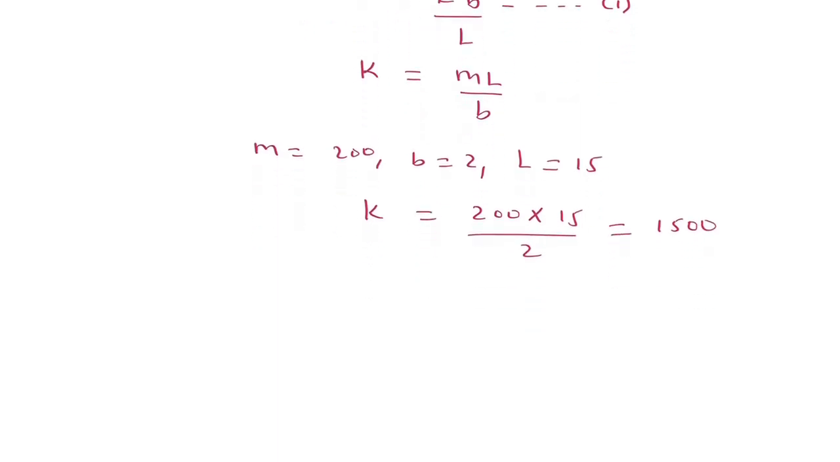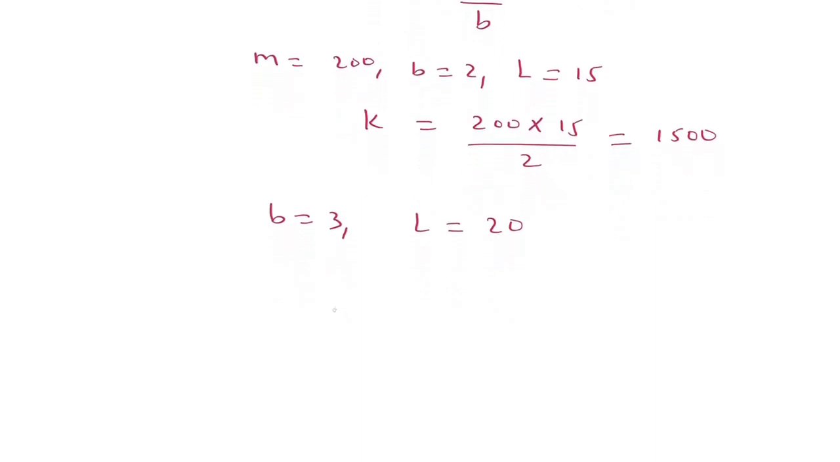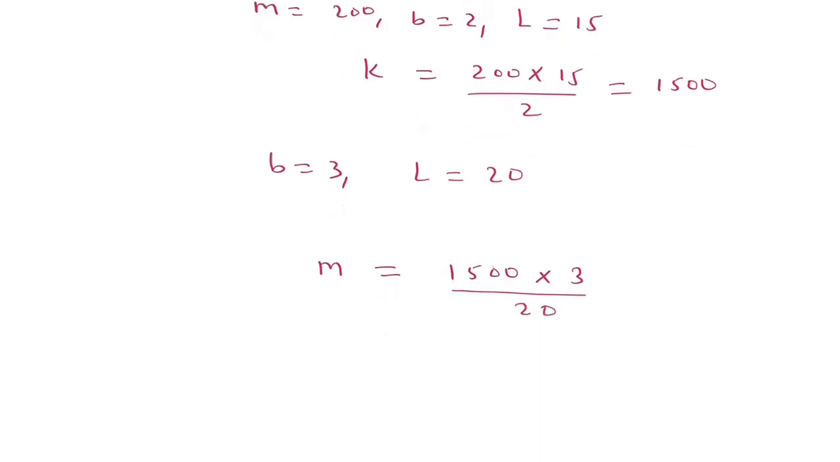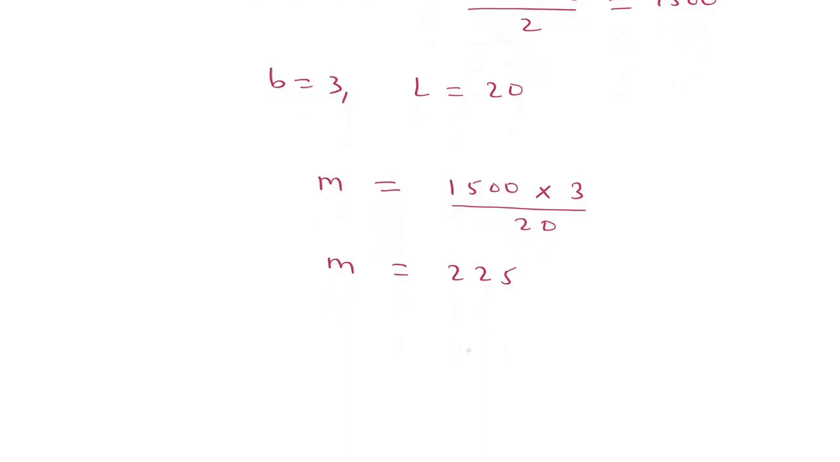Okay, so now using the same equation, in order to find the value of M when breadth equals to 3 and length equals to 20, let us substitute these values into our equation. Then we are going to have M equals to 1,500 times 3/20, of which, solving this, we are going to get M equals to 225. So now we can conclude that 225 kilogram mass will be supported.